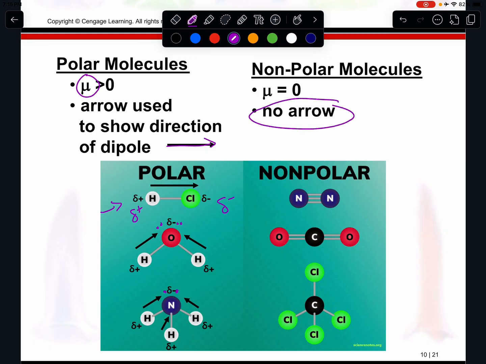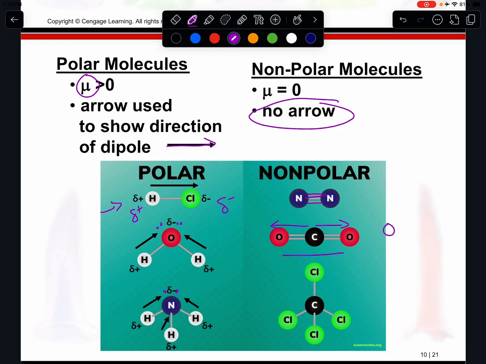Now, here are some examples of nonpolar on the right side. We do not have an overall arrow being shown, but basically they're just being pulled equally between the atoms that they're being shared between. So for example, here is CO2. Although this might be a polar bond, a polar covalent bond, because they're being pulled out in opposite directions, that makes our dipole moment equal to 0.